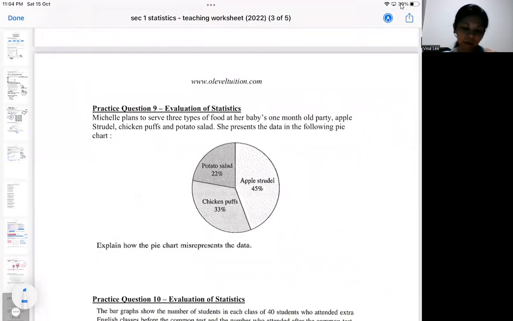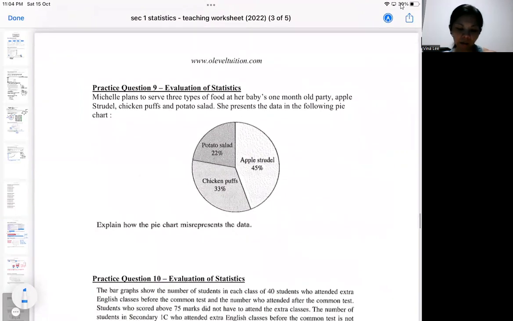So later on, when you go to practice question 9, it is talking about a pie chart. This pie chart shows the types of food that Michelle is going to serve at the 1-month party. She's serving 3 kinds of food. 22% is potato salad, 45% is apple strudel, and the chicken puff is 33%. So it looks quite clear to all of us. If I go to this party, I get 22% potato salad, 45% apple strudel, 33% chicken puff. But what is misleading?